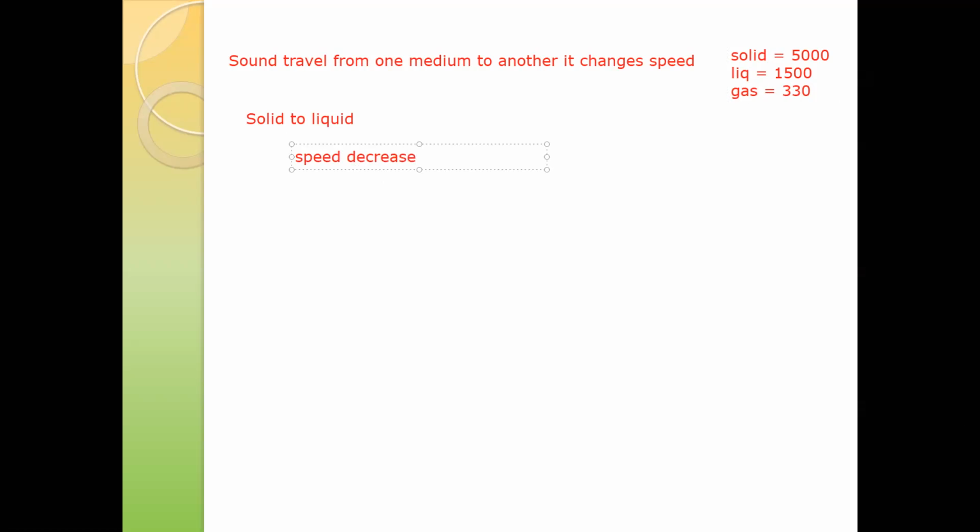Then what happens to wavelength? If the speed decreases, the wavelength should also decrease because the frequency remains unchanged. The number of vibrations as the sound travels from one medium to another remains constant, or does not change. So when the sound travels from solid to liquid, or from liquid to gas, or from solid to gas, we will observe the same change.